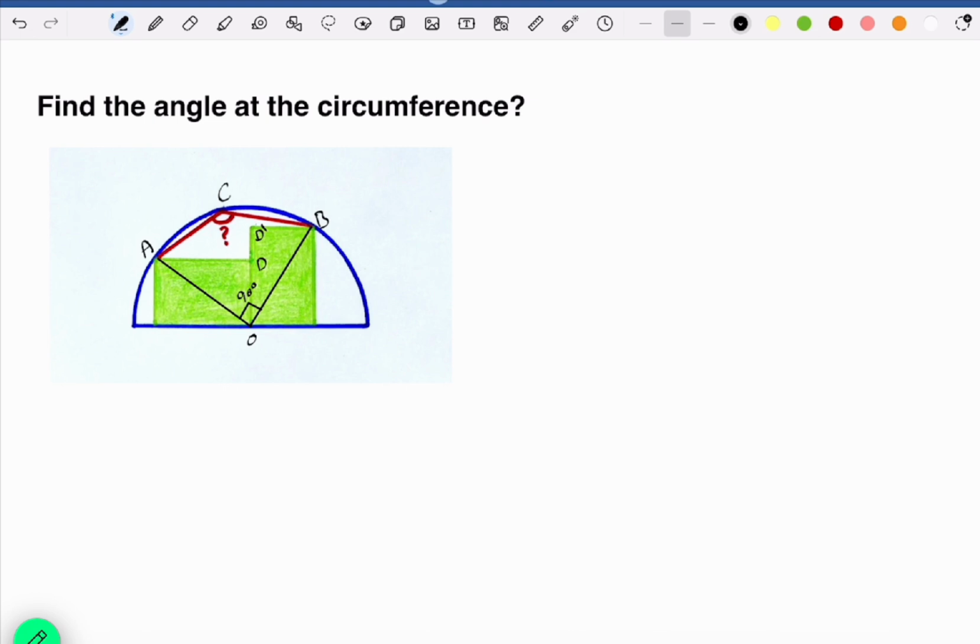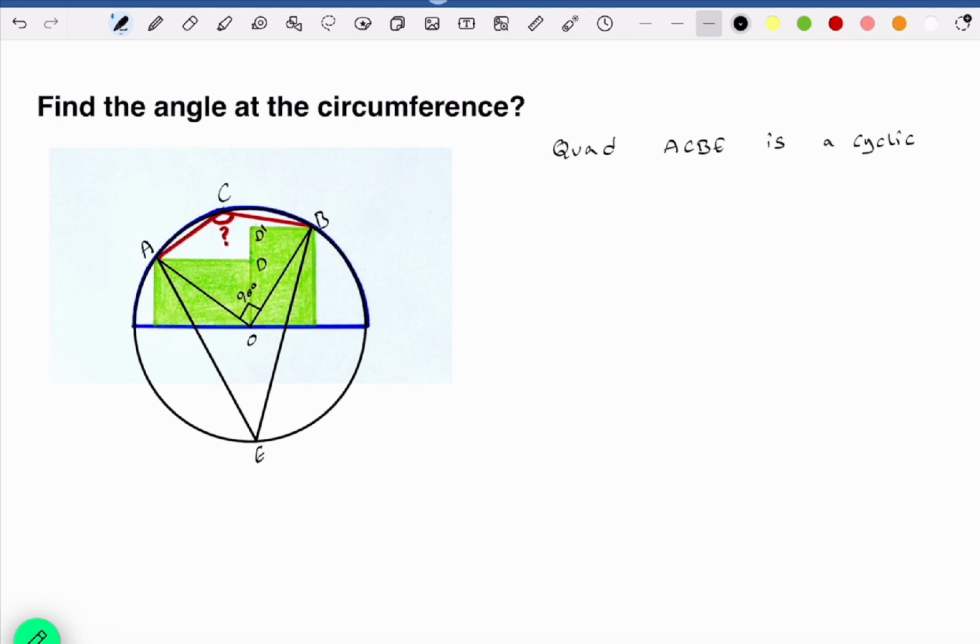Now in the diagram we have a semicircle, right? Why can't we construct the full circle based on this semicircle? Let's complete this circle. So now this is the full circle. Let's mark a point on the bottom side of the circle as E. Now draw lines from A to E and B to E. Now quadrilateral ACBE is a cyclic one, right? We all know the sum of opposite angles in a cyclic quadrilateral is equal to 180 degrees. So angle at C plus angle at E is equal to 180 degrees. Let's keep this aside because we have to use it later.